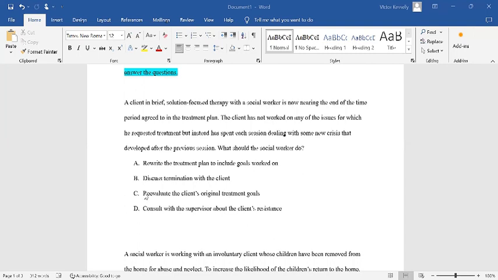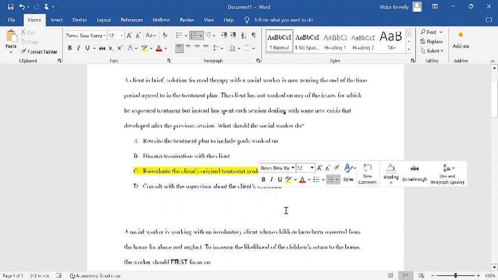So C says reevaluate the client's original treatment goals. So you want to look at what the client says he came in for, and then what is going on now. Obviously, in that process, after looking at that, you and the client can discuss their treatment goals in terms of what is accomplishing and what they intend to get out of therapy, because the original goals are not working. So you can reevaluate the client's original treatment goals. That will be the answer.